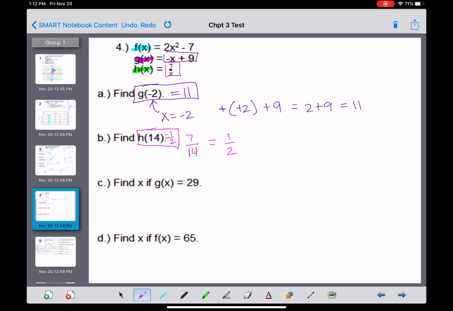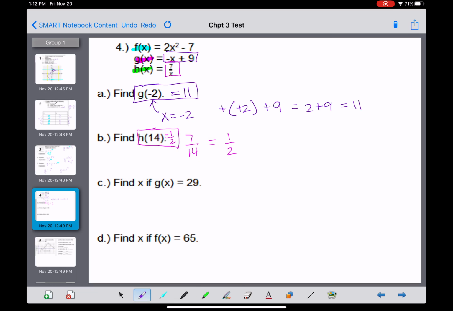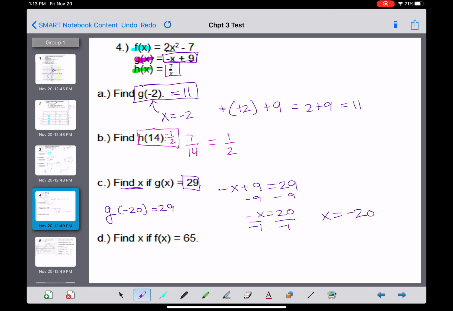C and D are a little bit different because they are asking for x. They said find x if g of x is equal to 29. So I'm going to take my expression, negative x plus 9, and set it equal to 29 and solve. I subtract 9 from both sides to get 20, divide out by -1, so x's value is -20. So that means g of -20 is equal to 29.